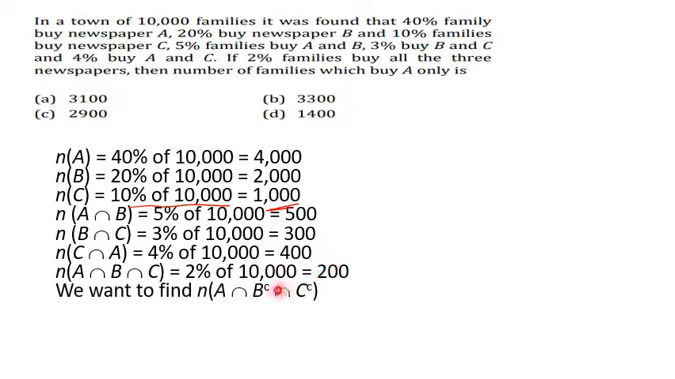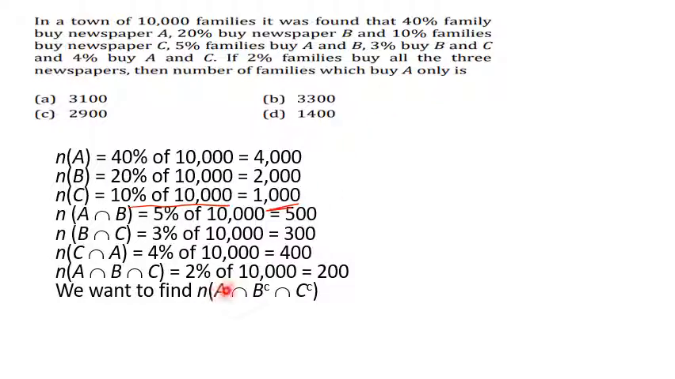Now let us find N of A intersection B complement intersection C complement. That means A only ಅಂದ್ರೆ ಬರೀ A ಓದ್ತಾರೆ, B ಓದಲ್ಲ, C ಓದಲ್ಲ. ನೋಡಿ, B complement intersection C complement intersection A. That is what is required. There are 3 newspapers A, B and C. We are supposed to find the number of families which buy A only.